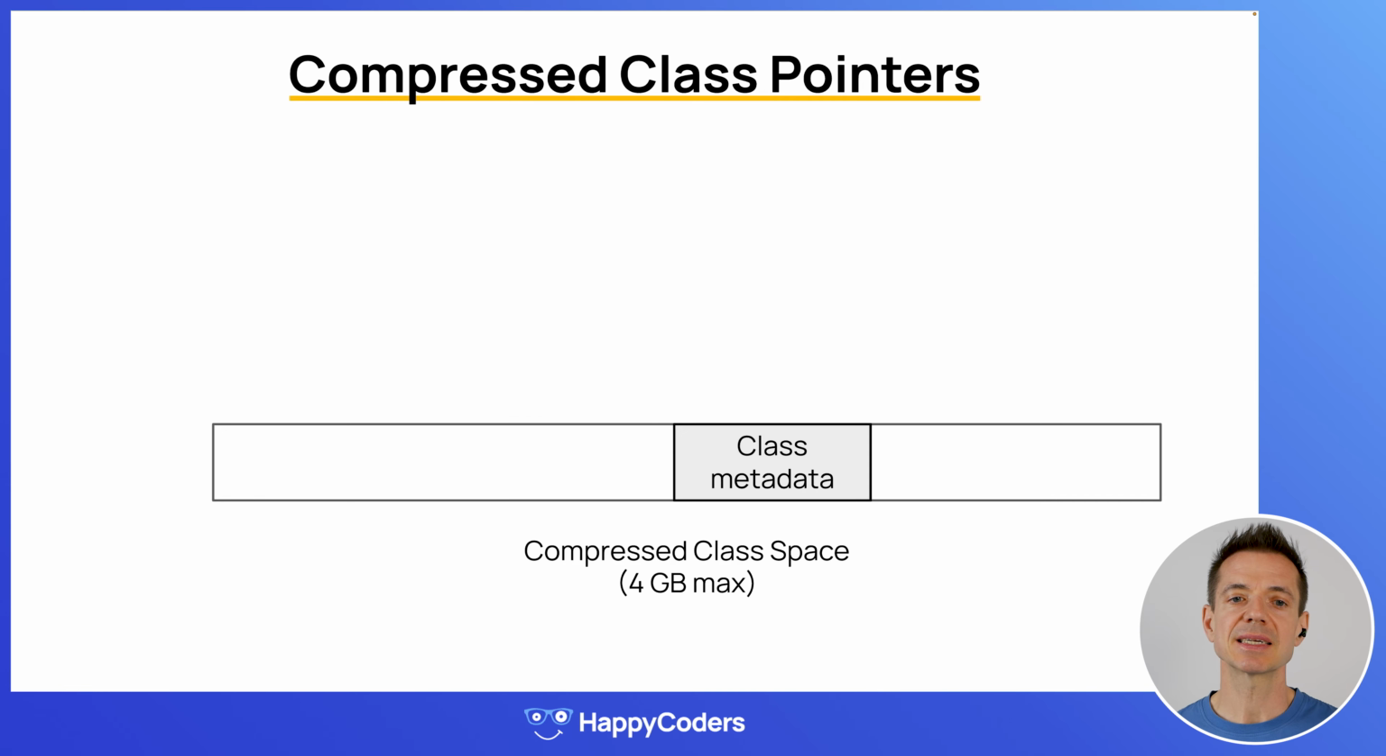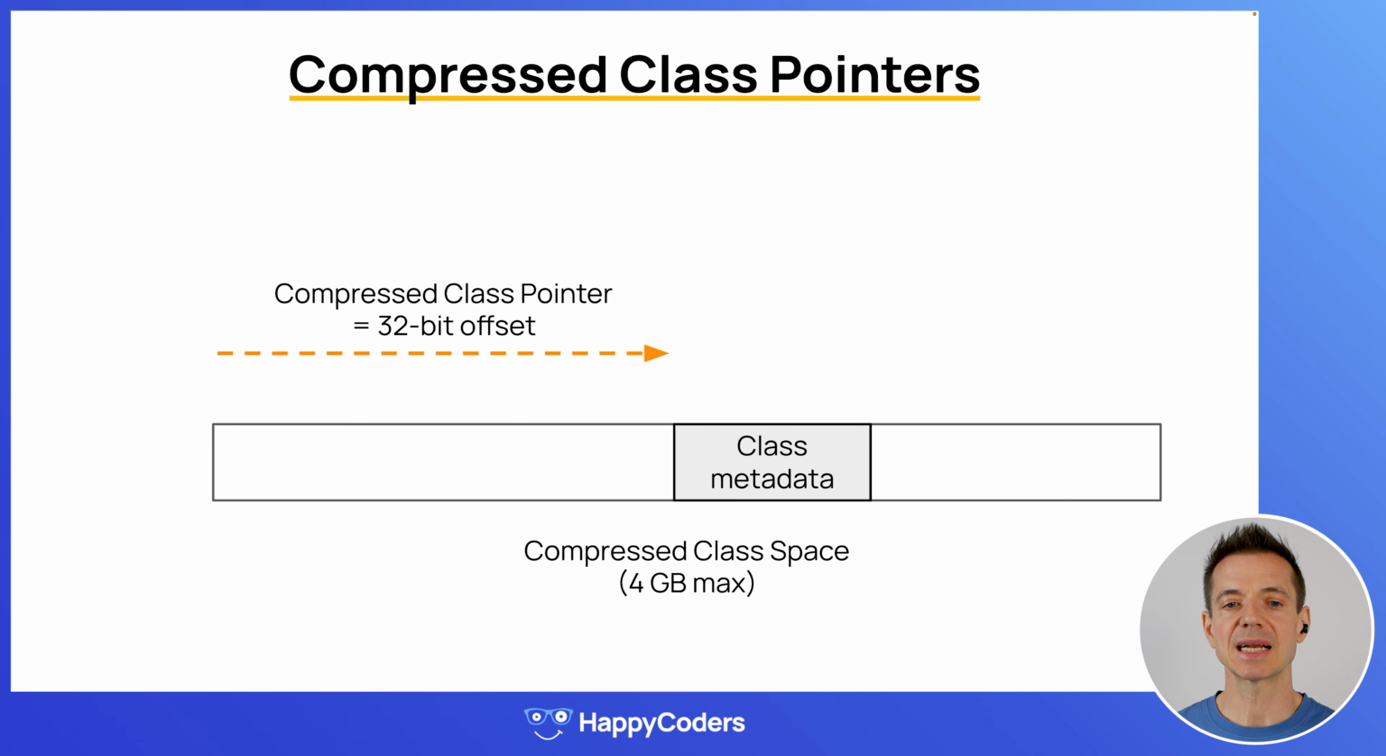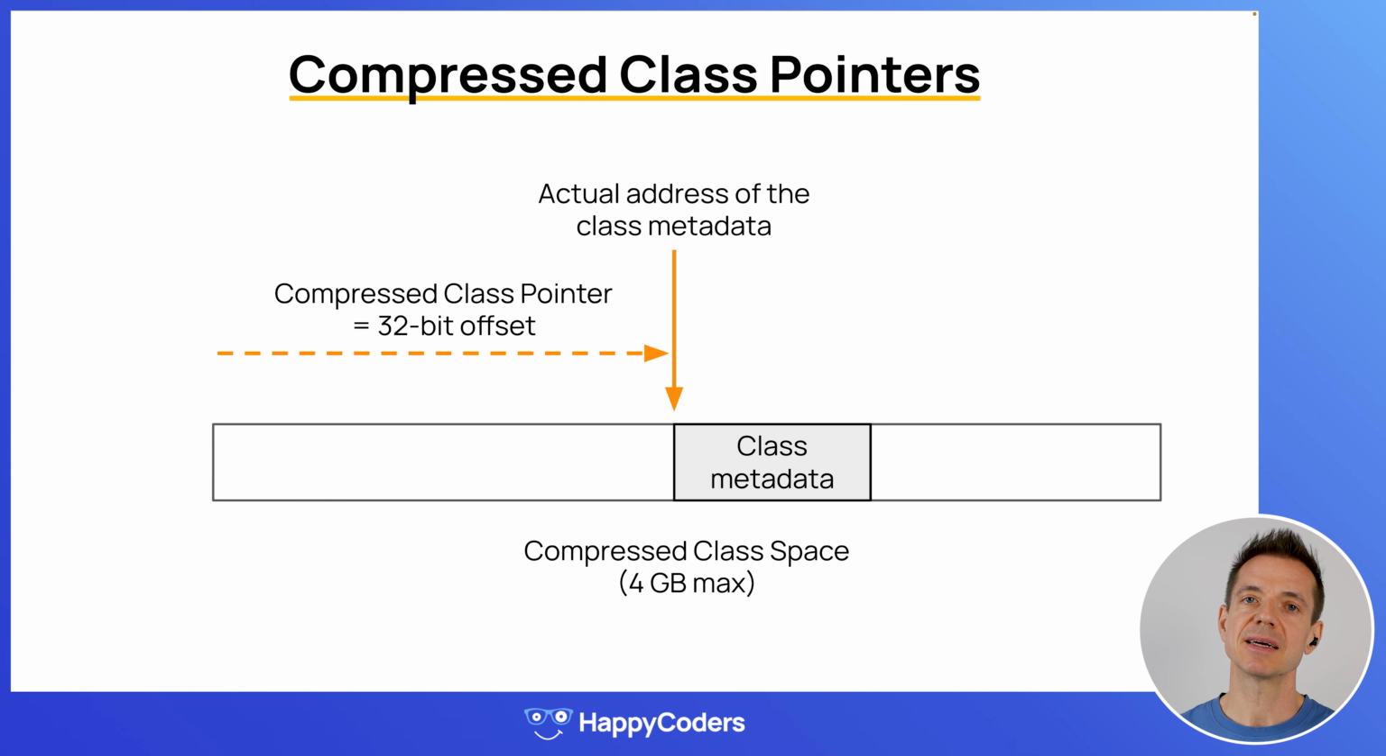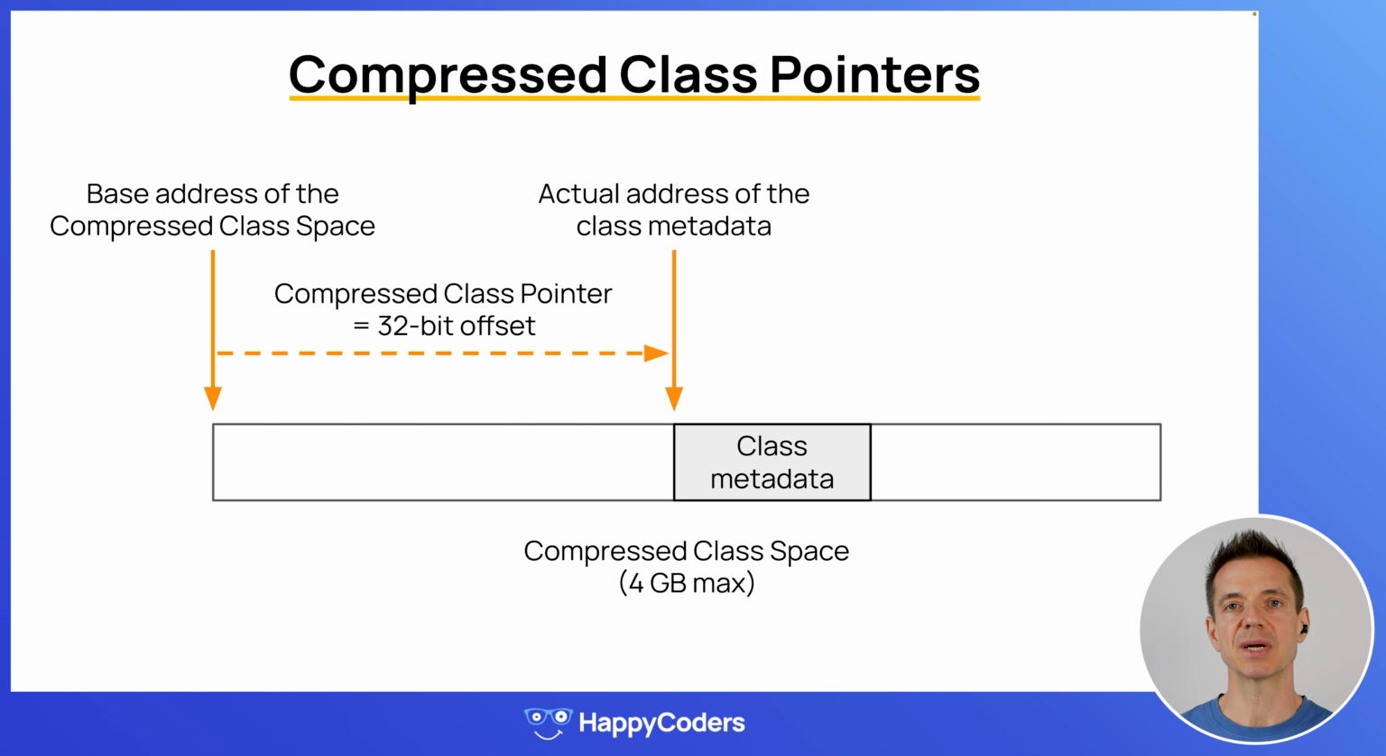Here you can see a slightly modified linear representation of the compressed class space. And a compressed class pointer is now a 32-bit offset into the up to 4 gigabyte compressed class space. The actual memory address of the metadata is obtained by adding that offset to the base address of the compressed class space.